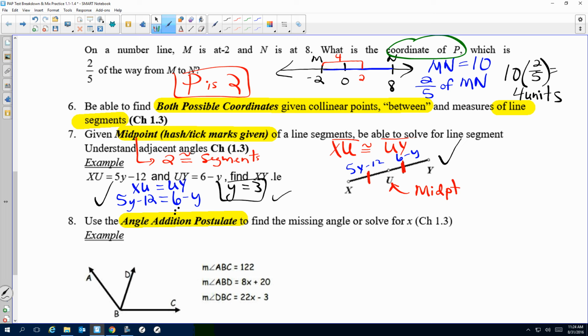Again, then you answer the question, because the question says find XY. So what are we going to have to do now to find XY? Plug it in. Well, if I plug in 3 here, 6 minus 3 is 3. That has a tick mark. This one would also be 3. So XY is 6.